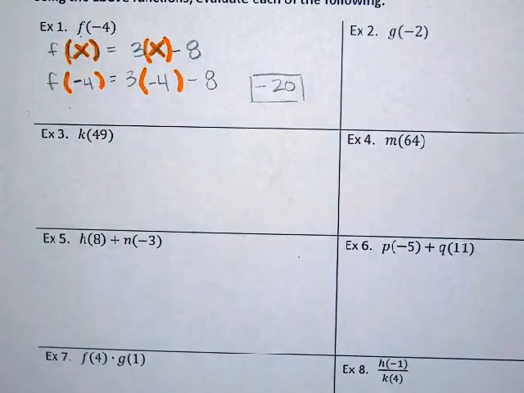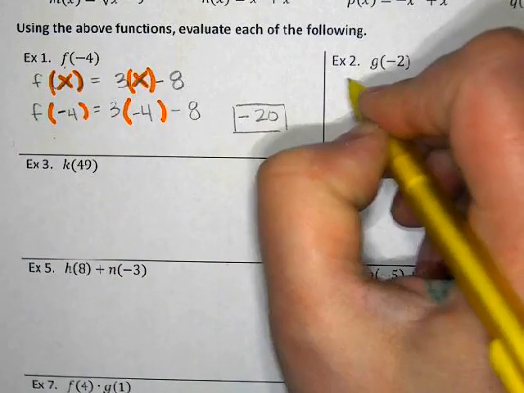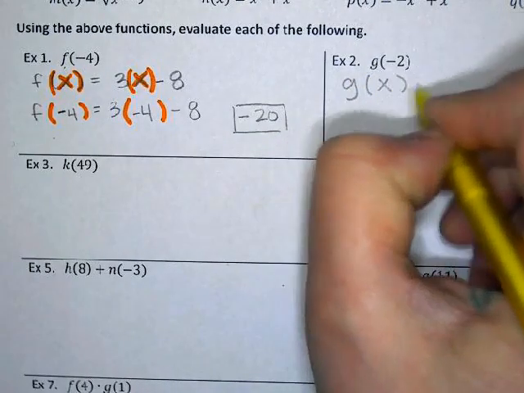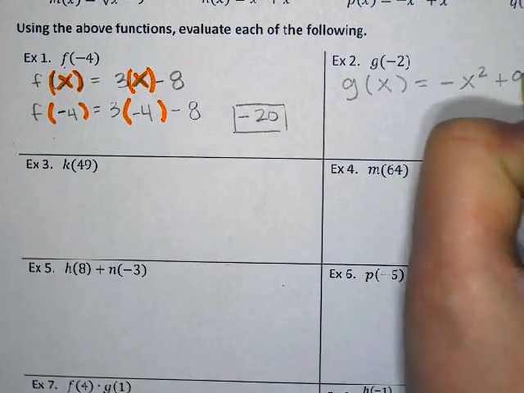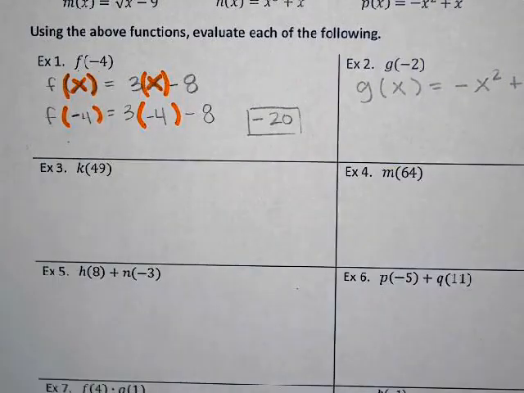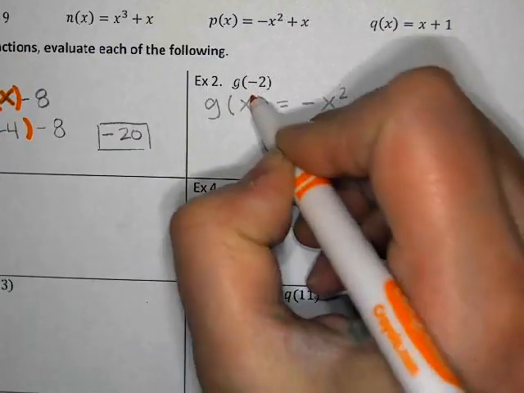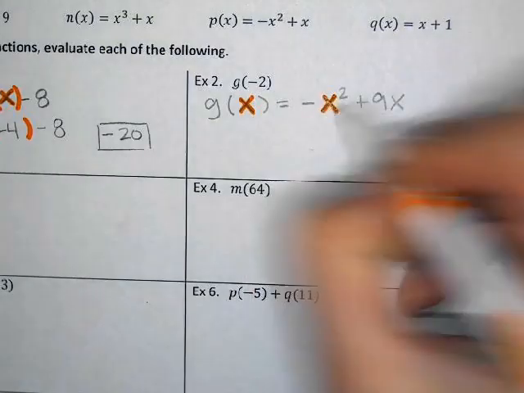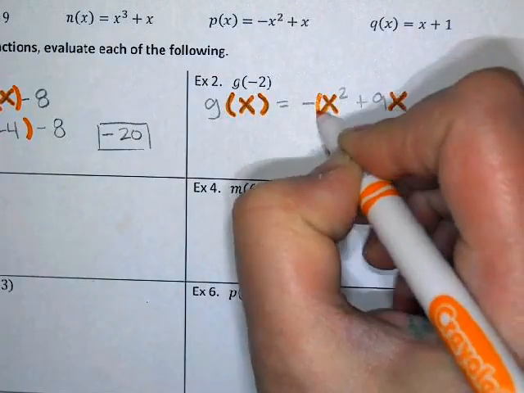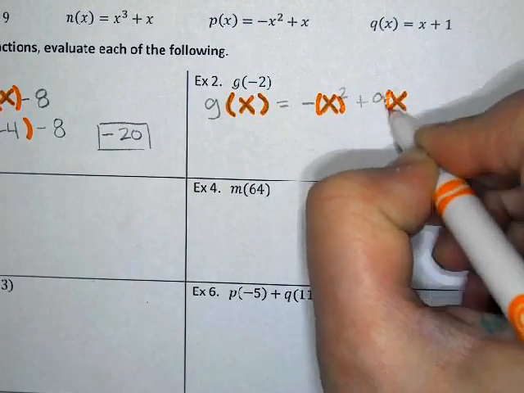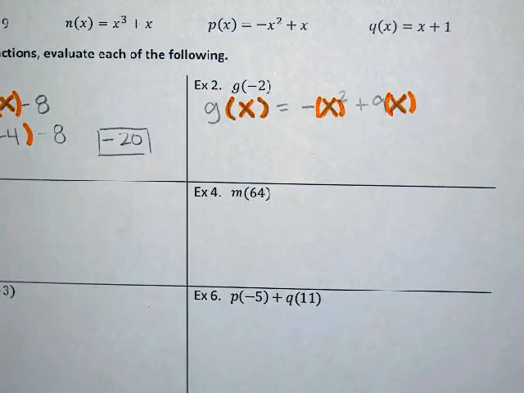Okay, for the next one I've got g. G of x is -x squared plus 9x. So I'm going to write in the 3 spots where the x's are. And I'm going to put parentheses around them. And notice I'm not ever putting the parentheses around anything else, just the x.